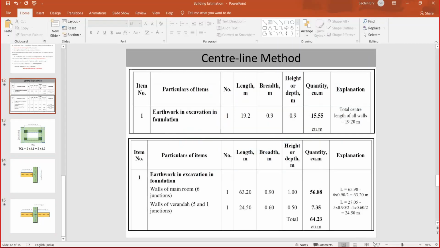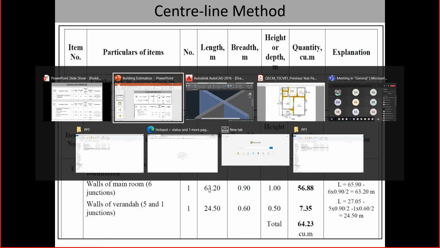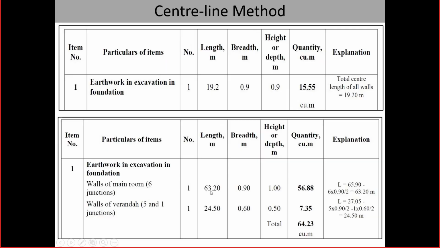Going back now over here, that is what is mentioned here. Walls of main room, the total length is 63.2 meters. Let me go back to this plan. Let us assume I have walls of main wall thickness of 0.9 meters, and there are 6 T junctions. What I'm doing, you can observe in the explanation. Okay, yeah, the total length was 65.9. It's not 63.2. After deductions, it is 63.2.